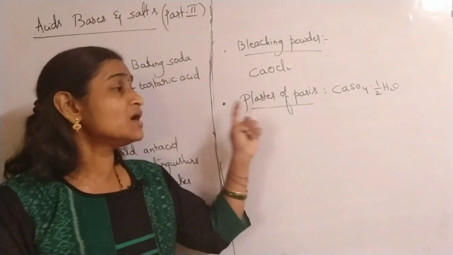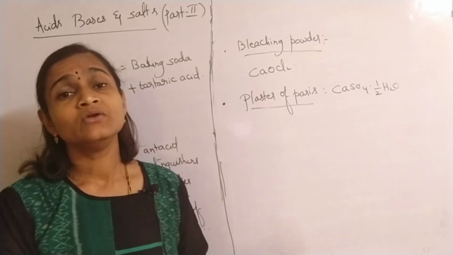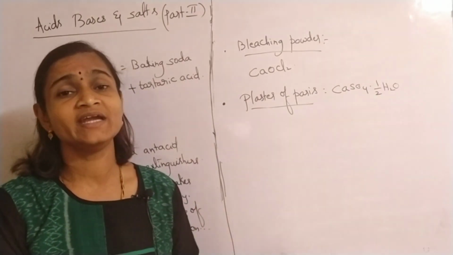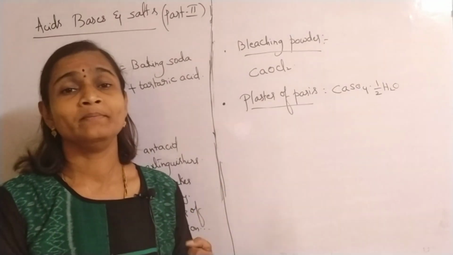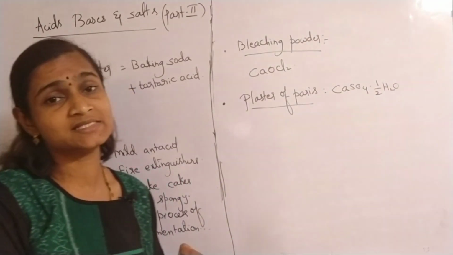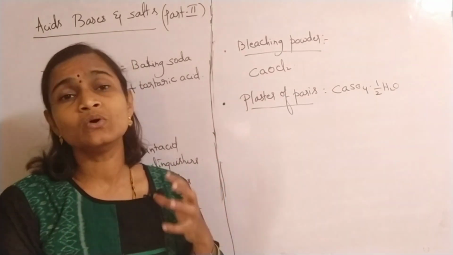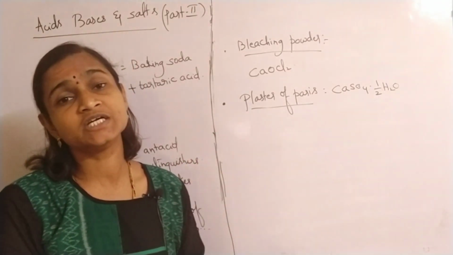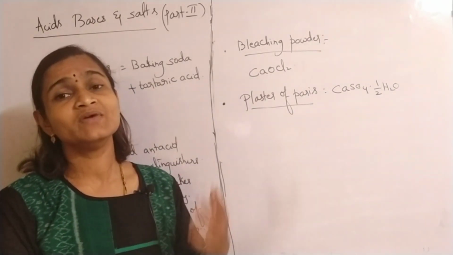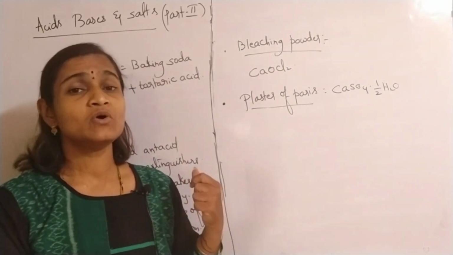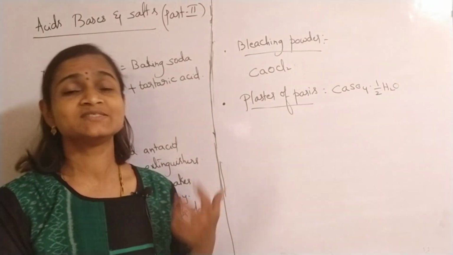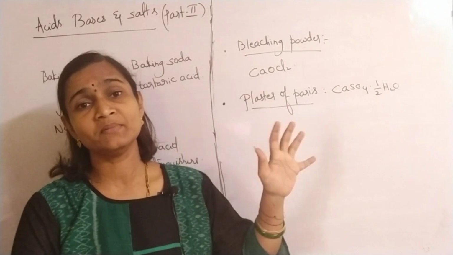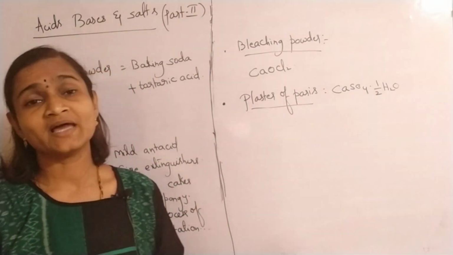That means plaster of Paris is non-biodegradable. That's why we are asked to make Ganesh idols with clay only, not with plaster of Paris, even though it looks very good. This substance is considered non-biodegradable, so we are not advised to use POP articles or Ganesh idols made with POP. Those are the things to remember regarding plaster of Paris.